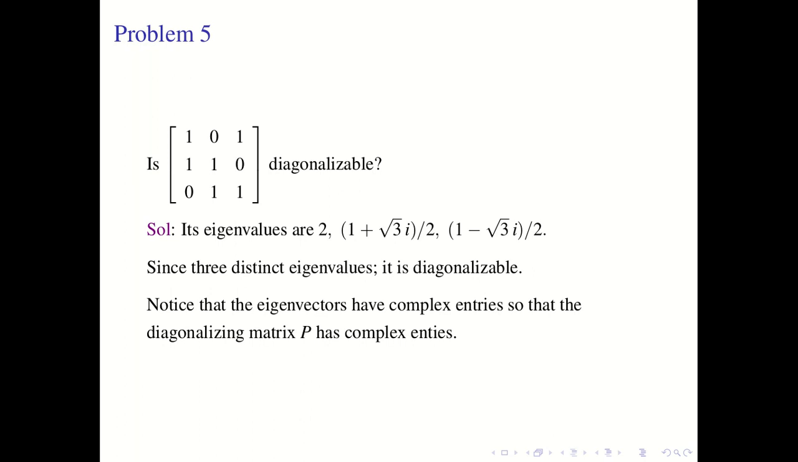This example particularly is to tell you that even if a real matrix is diagonalizable, the diagonalizing matrix need not necessarily be a real matrix. So, this is an example to show that the eigenvalues can be complex, eigenvectors can be complex, and the diagonalizing matrix can also be complex even if the matrix is a real matrix.